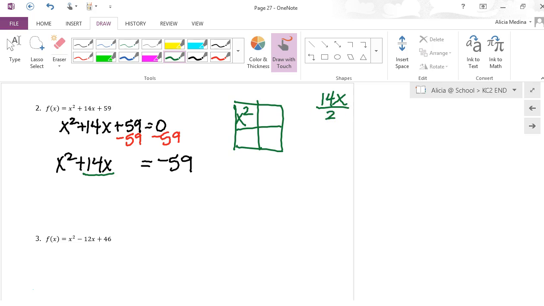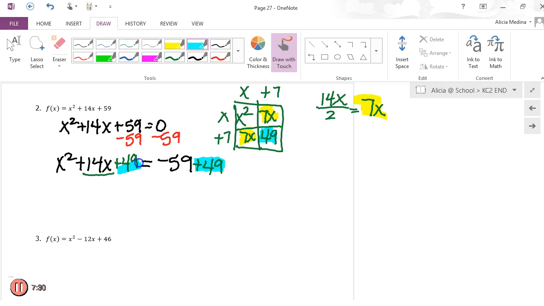So 14x divided by 2 is going to be a 7x. And that number is what I'm going to place in each diagonal of my completing the square box. Remember, we're completing the square, so each side should be the same. So x times x, x times a positive 7, and 7 times 7 is 49. Alright, that's the number I am going to add on each side. You can't forget to add it to the other side, right? That's really important to remember that you have to add that number on each side.